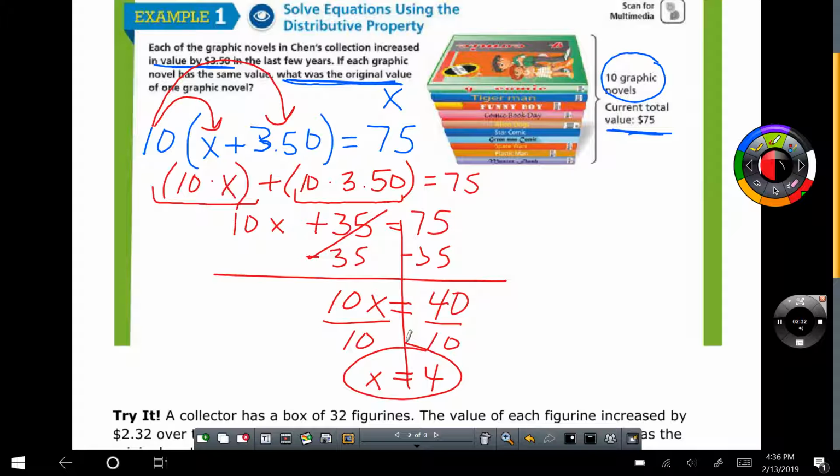Let's go back quickly and just recap what we did. We knew that there were 10 books. Each book started at X dollars, so the original value of all those books was 10 times X. We also know that each book increased by $3.50, so the total amount that the collection increased was 10 times $3.50, or 35. Once we used the distributive property, we could solve our equation.